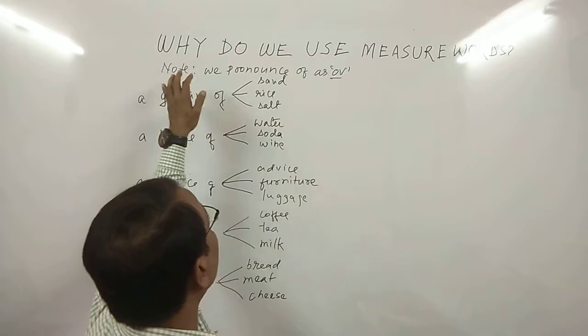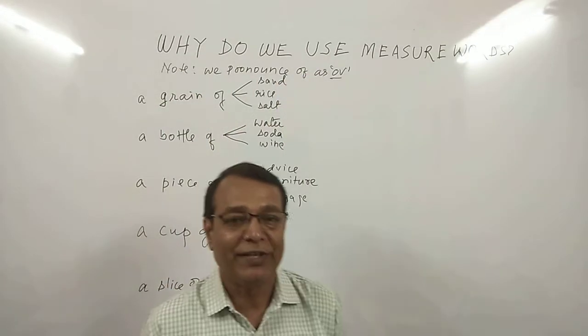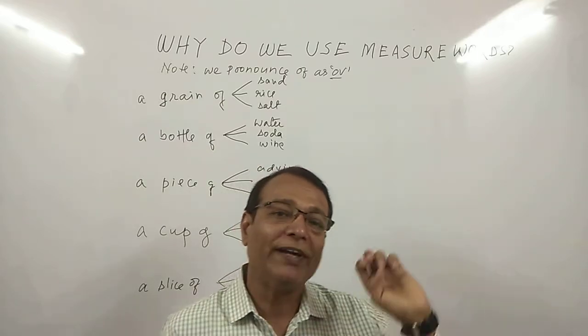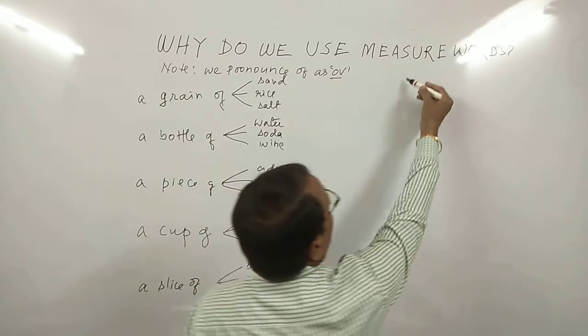The question is, why do we use measure words and what is their role? What is a measuring word actually? Measure words are the words that we use to quantify something. When we use something to quantify.